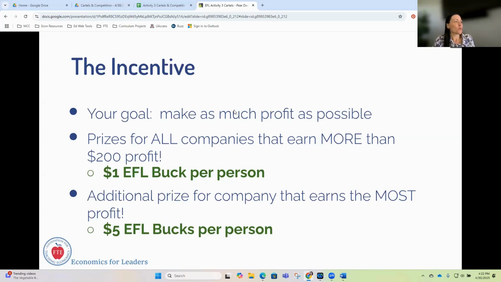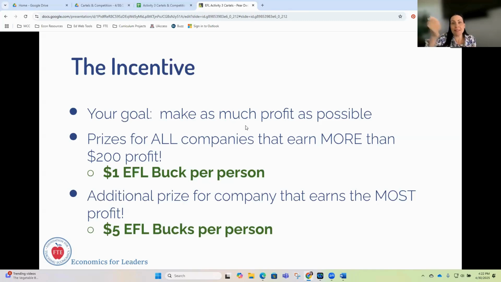Okay. So we have 6 companies that control 98% of the market. Your goal is to make as much profit as possible. There will be a prize for all companies that earn more than a $200 profit. And you could decide what that prize would look like in your classroom. When we do this in our summer programs with students, we have EFL bucks that they earn. But you could do extra credit points.